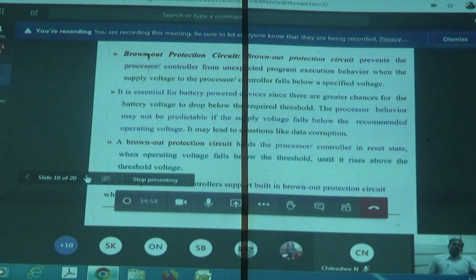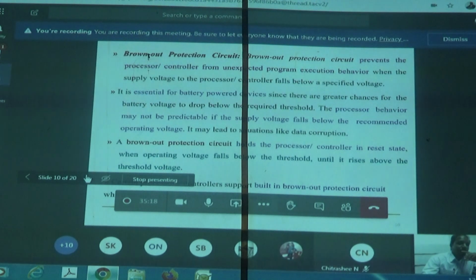Then the next circuit that can be connected externally, or that a few embedded systems might already have, is called a brownout protection circuit. This brownout protection circuit prevents the processor or controller from unexpected program execution behavior when the supply voltage to the processor or controller falls below a specified voltage.